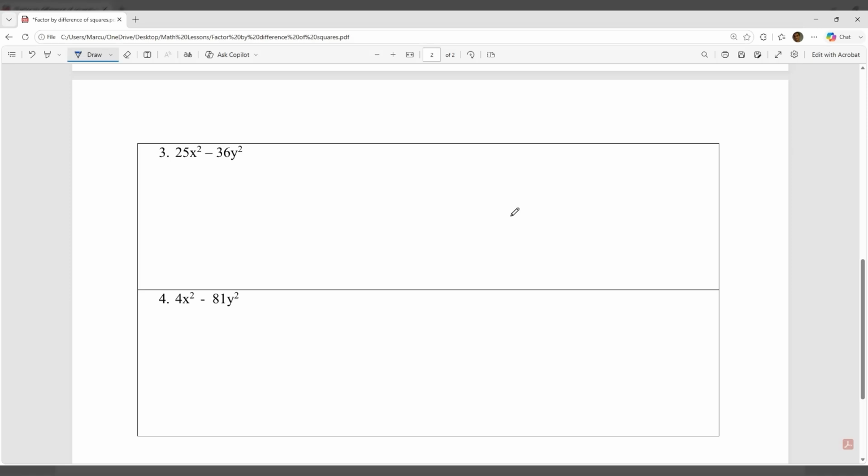Welcome back, everyone. Question 3 looks a little bit harder because now you have more variables, but the concept is the same. You have to take the square root of both terms. Square root of 25x squared. The square root of 25 is 5. The square root of x squared is just x. And then the square root of 36y squared. Same idea. The square root of 36 is 6. The square root of y squared is y.